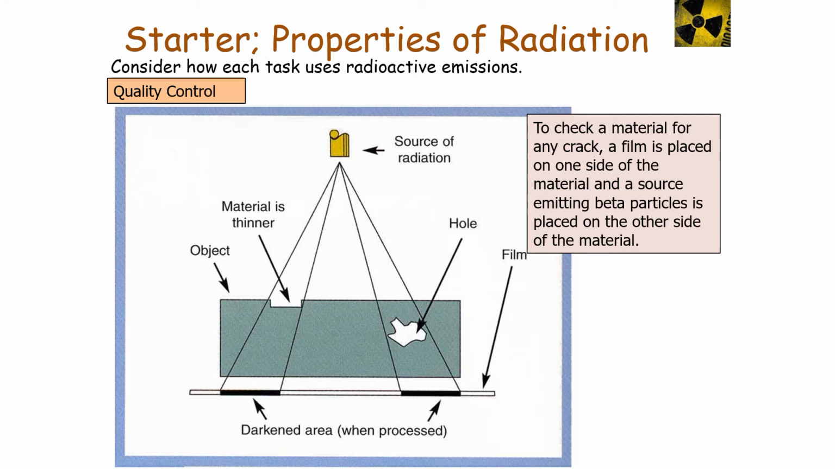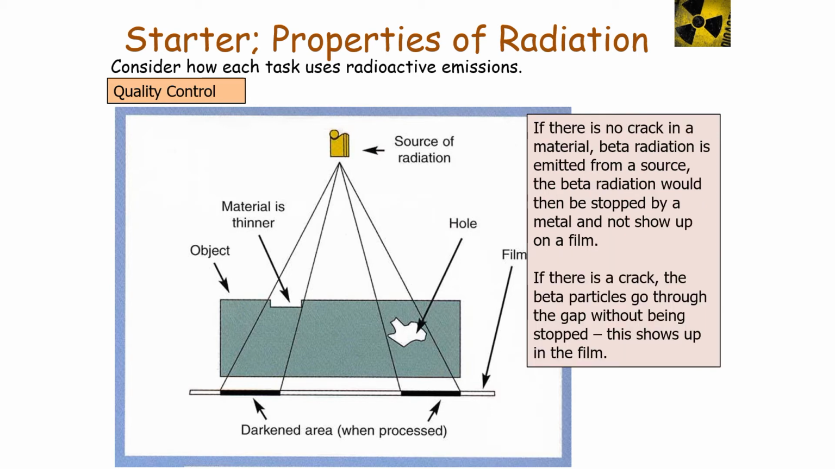Now, another example of use in radioactive emissions is in quality control. So to check a material for any crack, a film is placed on one side of the material and a source emitting beta particles is placed on the other side of the material. Now, if there was no crack in a material, the beta radiation would be stopped by the metal. But if there was a crack, the beta particles go through the gap without stopping, and this shows up on the film on the other side.